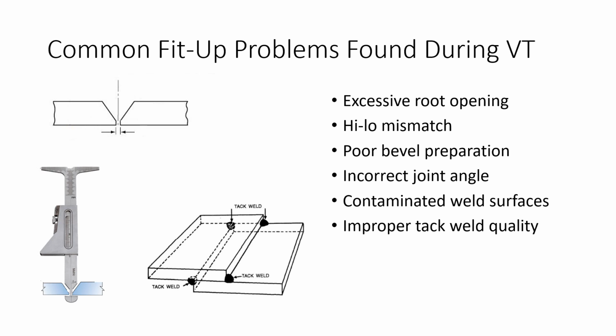You can have a lot of high-low mismatch. Poor bevel preparation. When they cut this, what did the bevel look like? The joint angle? Maybe they didn't cut the joint angle correctly. Weld surfaces. Maybe somebody spilled something on this. However the contamination is on that weld surface. Maybe it just sat in the pipe or in the laydown yard for 6 months and it's rusty as hell and nobody ran a wire brush across it or a wire wheel or buffed it or whatever.